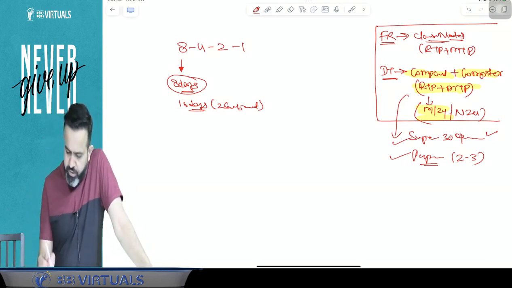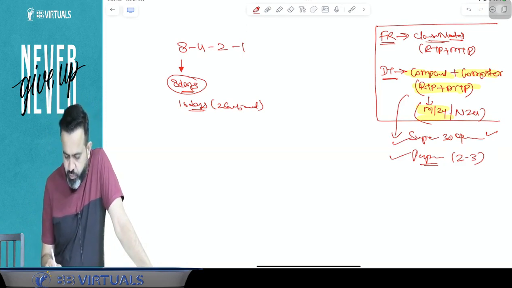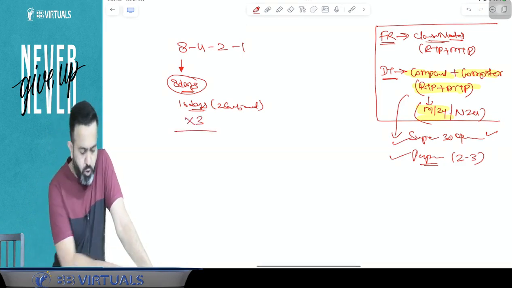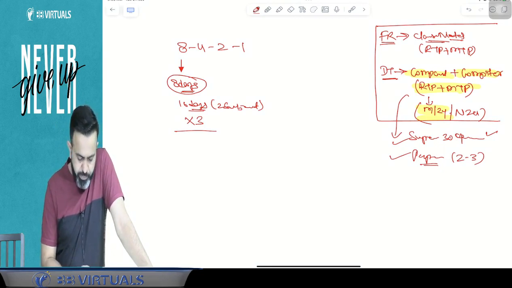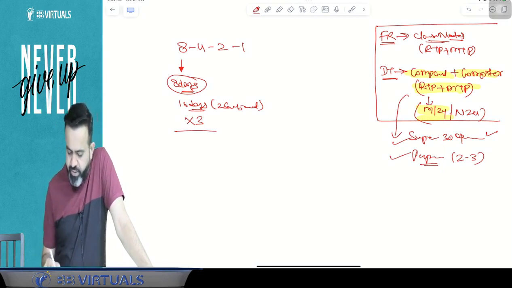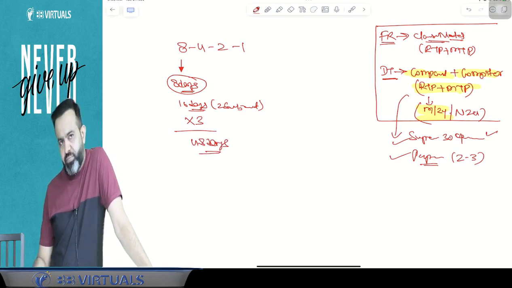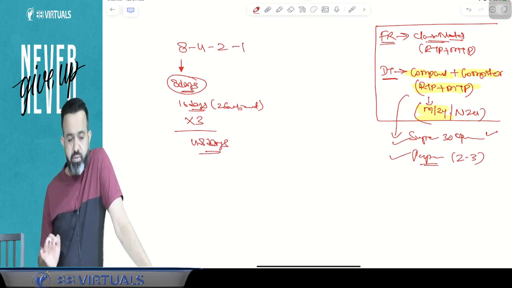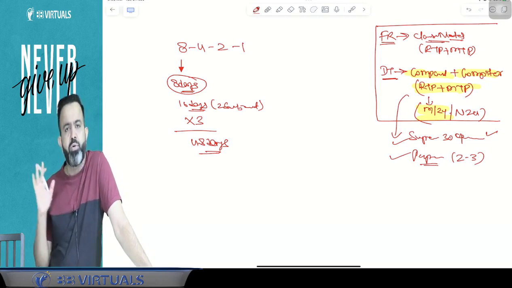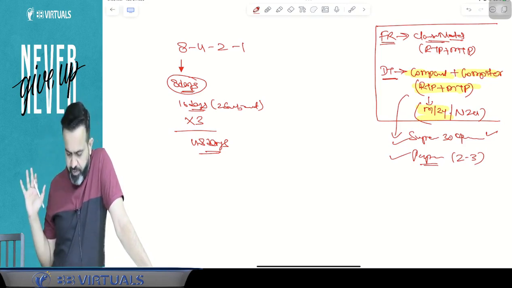Now guys, you have a total of 6 subjects for your examination. So 16 days multiplied by 3 sets, so 16 multiplied by 3. Basically in 48 days, you complete your first revision. And guys, this will be the exhaustive revision of your syllabus. So in 48 days, just revise everything from your syllabus from all 6 papers.